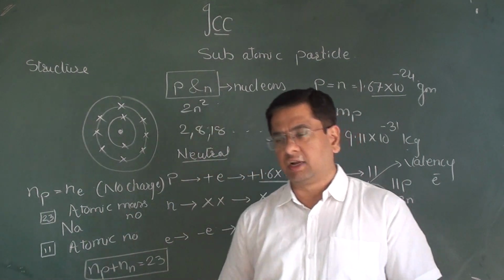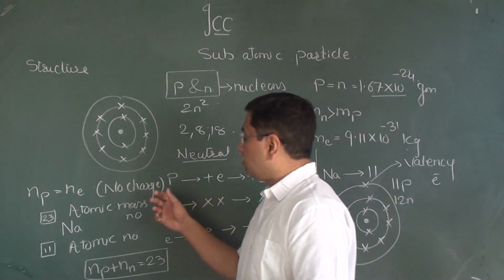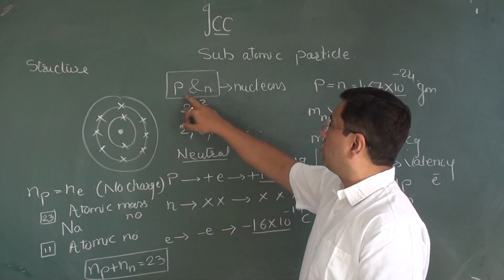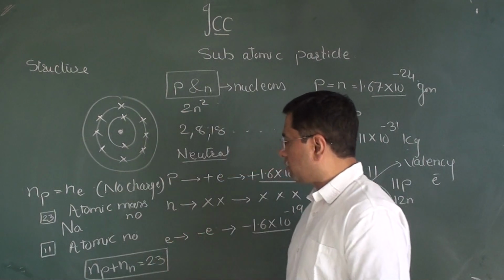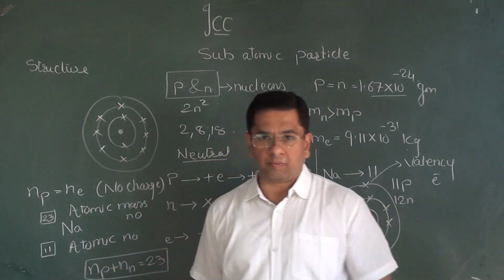The word mass will tell me it represents the mass. The mass of an atom is contributed by proton and neutron. So it is the number of protons plus the number of neutrons. Fine, no problem. What do you mean by atomic number?